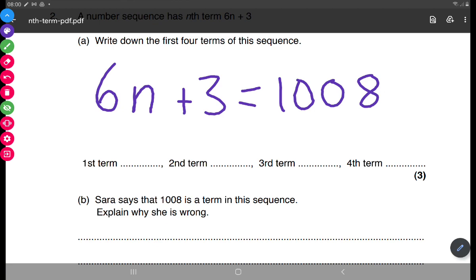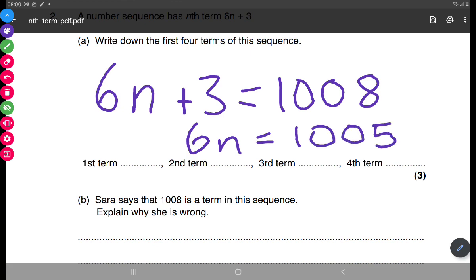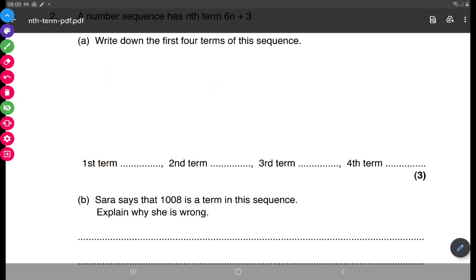Okay, so if I was going to solve this equation, I'd subtract 3 from each side first to give me, I should have made that smaller, shouldn't I? 6n equals 1005. And now, is 1005 in the 6 times table? Because I've got to be able to divide that by 6 and it not be a decimal number to see if it works. 1005 divided by 6. How are we going to do that? Let's do a bit of division.